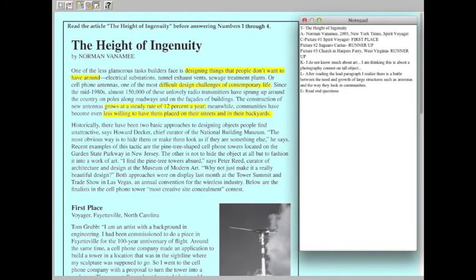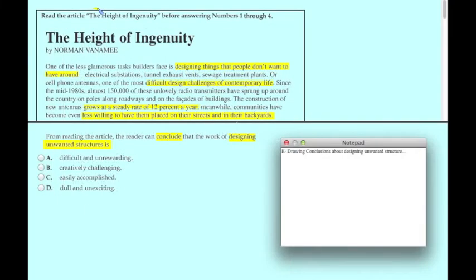From reading the article, the reader can conclude that the work of designing unwanted structures is... I'm going to type E in a new notepad for each question, and I'm going to type that the question is asking to draw conclusions about designing unwanted structures.